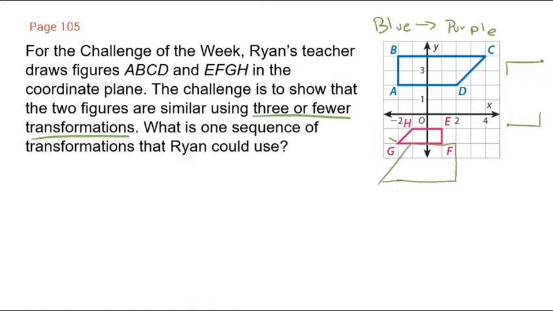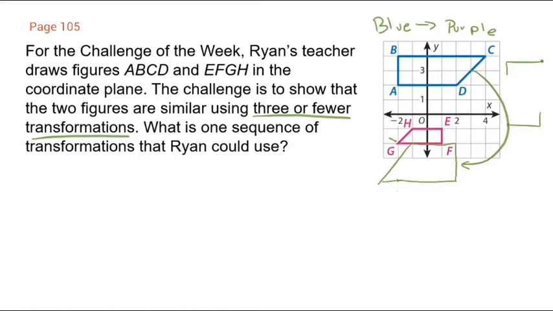And then it said shrink it by half. So then a dilation of 1/2. So if I go from here to there, and then I shrink it by half, the 2 becomes a 1, the 4 becomes a 2, and that would work. Now my question for you, can I do it in the reverse order? Could I shrink it by half first and then do the 180 degree rotation?